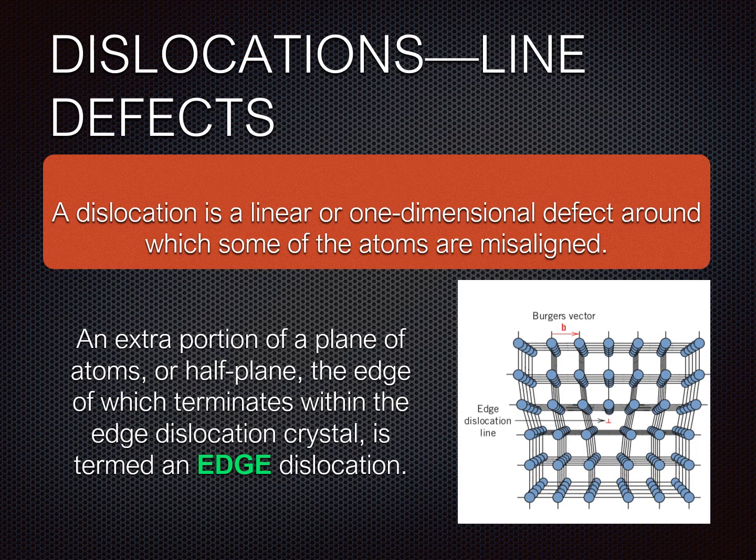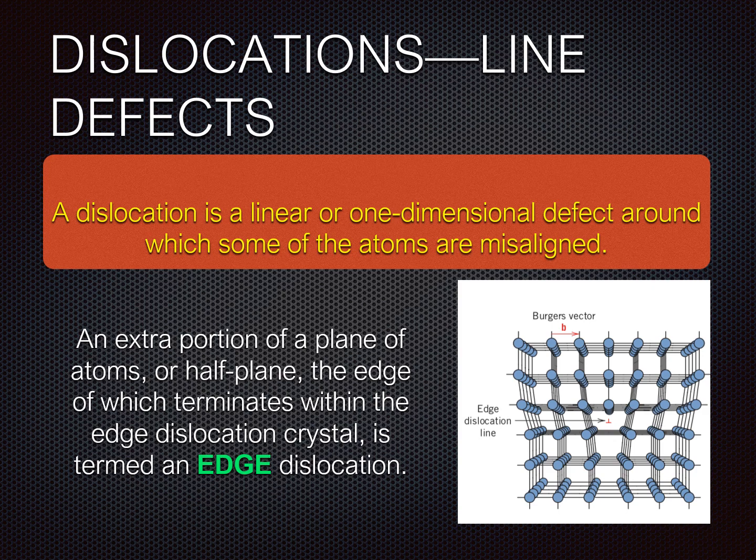A dislocation is a linear or one-dimensional defect around which some of the atoms are misaligned. A dislocation may be defined as a disturbed region between two substantially perfect parts of a crystal. Two simple kinds of dislocations are the edge dislocation and the screw dislocation. The edge dislocation consists of an extra half plane of atoms in the crystal.